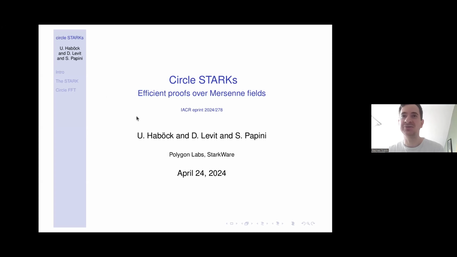We are very excited to have Ulrich Haböck from Polygon Labs presenting his work on STARKs. Ulrich has been working in the domain of zero-knowledge for quite a while. He has worked on multivariate lookups, on FRI, a bit on GKR, on Reed-Solomon codes, and he just published with his co-authors a really interesting report, Circle STARKs. I'm not going to give any spoilers, but it's definitely worth being here today. So thanks a lot for giving this presentation, and the floor is yours.